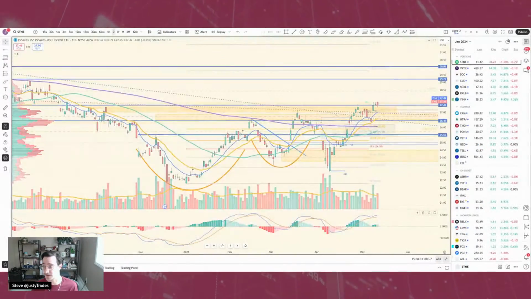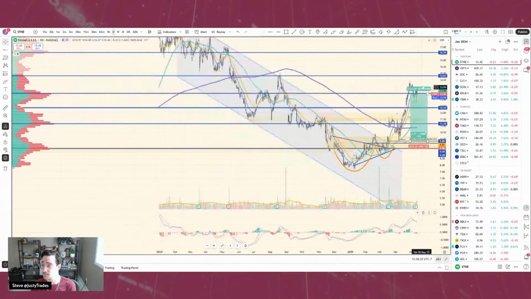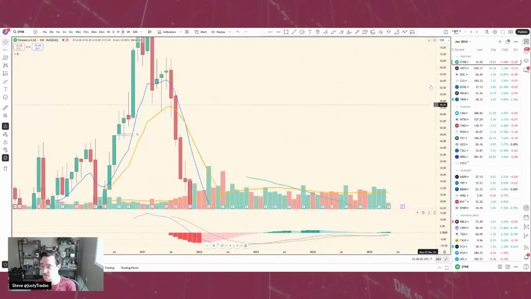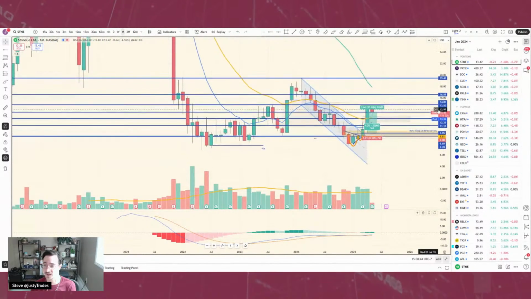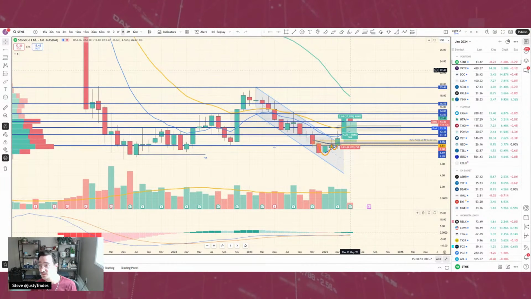One of the names I'm playing is STNE. You can see I'm long from down here. And this one has a ton of room. We'll pull it up on the monthly here. This is a fintech company investing in people and small businesses in Brazil. So it's a great way to capture beta for an emerging market like this. So I love this name.